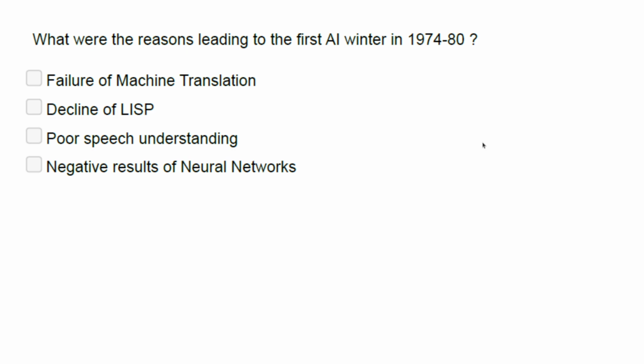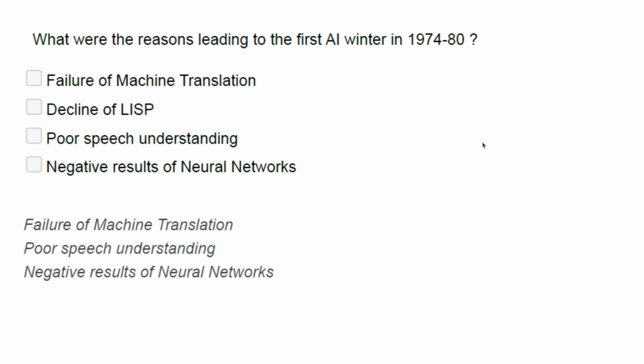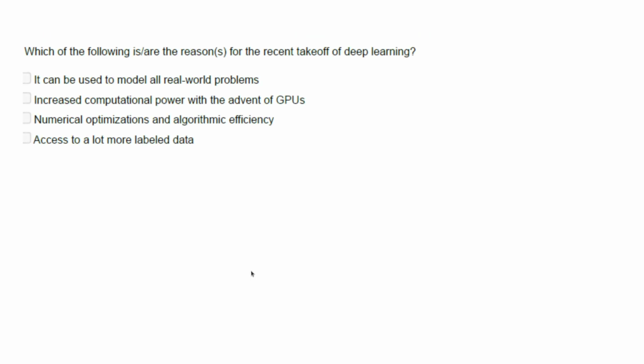So what were the reasons the first AI winter has been called for the 1974 to 80 period? The failure of machine translation, yes; decline of Lisp, no; poor speech understanding, yes; negative results of neural networks, yes. So these three options are correct for the AI winter in 1974 to 1980.